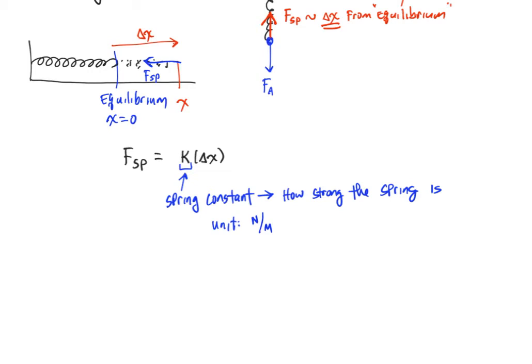And then the last thing we sometimes put up front is a negative sign. And the negative sign, so maybe let's just break this down. k is the spring constant in Newtons per meter. Delta x, we already know what that is. That's the distance from equilibrium.